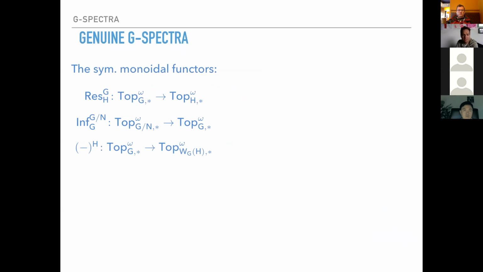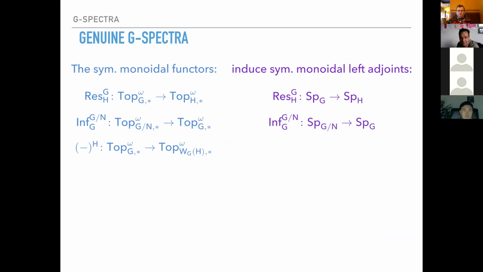So once you have these functors, you can see that these define maps between the associated colimits, the defining directed systems for G spectra. So these induce symmetric monoidal left adjoints: a restriction functor, an inflation functor, and you would think it would be the fixed point functor, but it's what's called a geometric fixed point functor. These are all very nice, well-behaved functors, and by construction, because they come from these functors preserving compact objects, they all preserve compact objects.